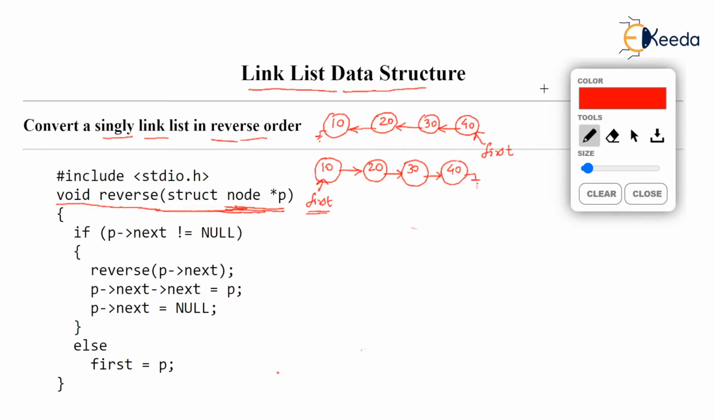So let's show the reverse function running with parameter p, and p is storing the address of 10 because p is equal to first initially. So p is at 10. The pointer p is at 10. I hope you understand. So the first function has begun with the reverse function having a parameter pointer p, and p is pointing to 10.